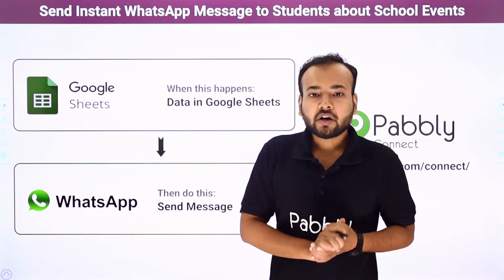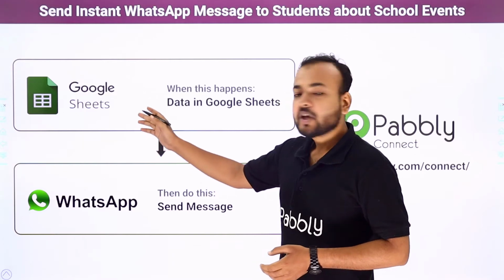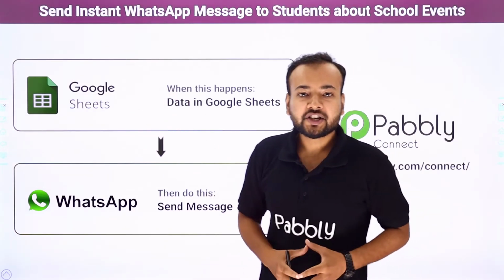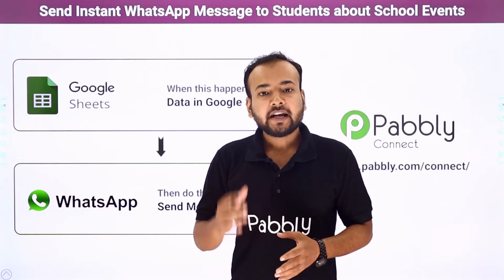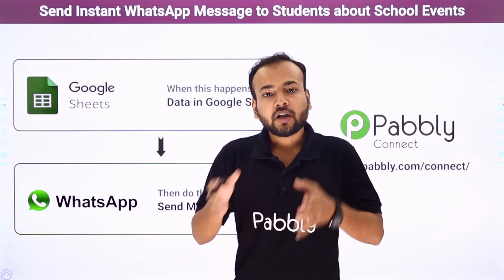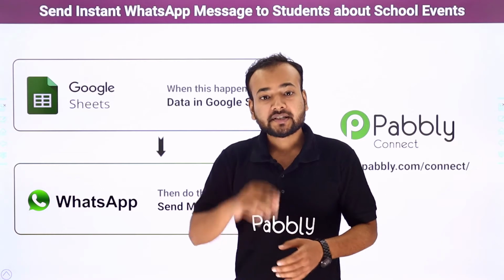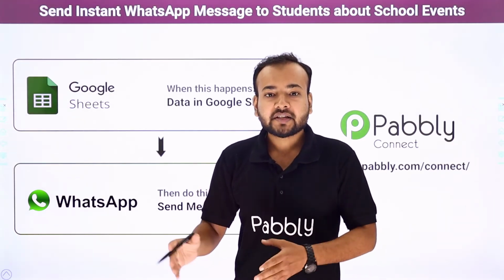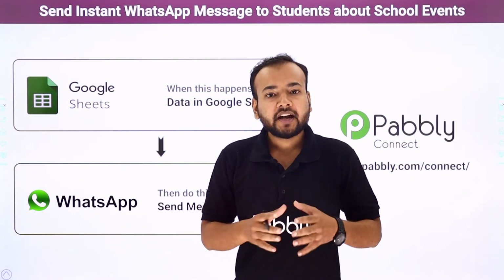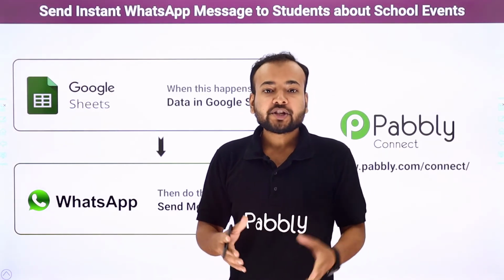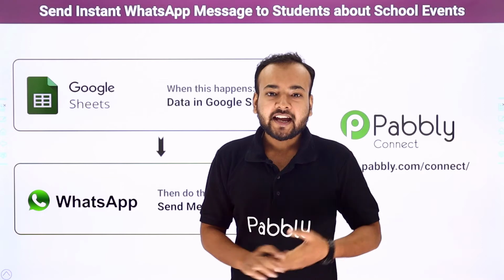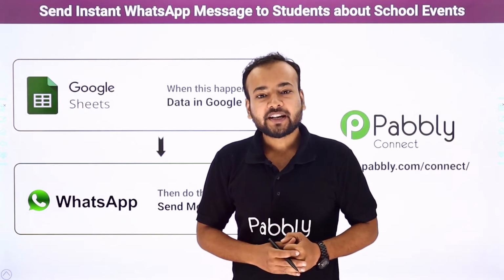Now let us talk about the applications we are using. Google Sheets is a spreadsheet program by Google in which you can create spreadsheets and maintain your data in rows and column format as you do in Excel sheets. And you can access those sheets from any device and from any location. And WhatsApp is a widely used instant messaging application, and you already know very much about it.